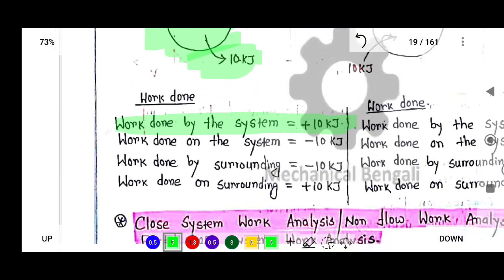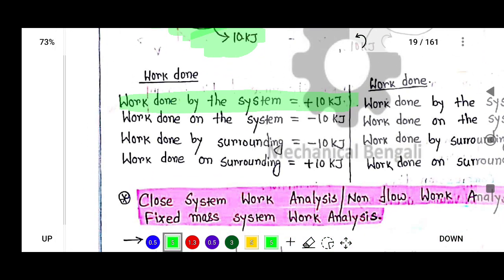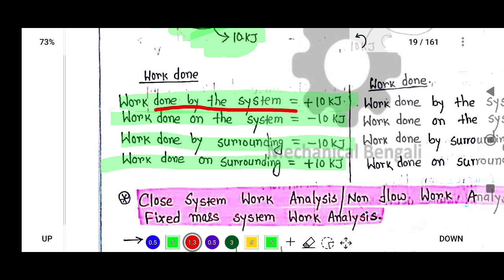In the same way, you can say that work done on the system is minus 10 kilojoule, or work done by the surroundings is minus 10 kilojoule, or work done on the surroundings is plus 10 kilojoule. But if you are new in thermodynamics, just remember that work done by the system is plus 10 kilojoule.